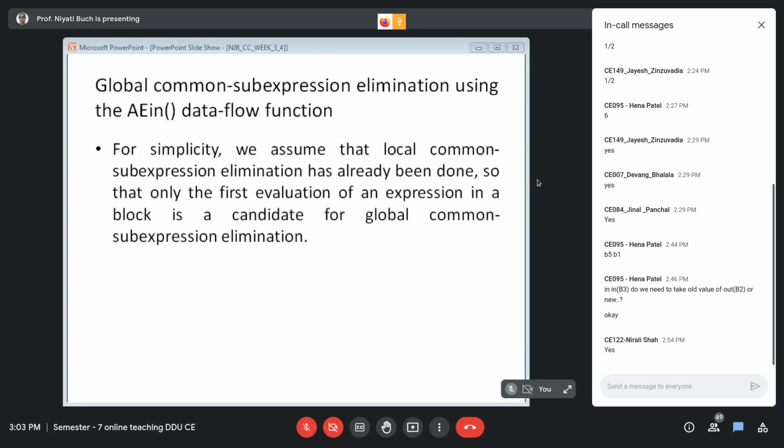I will not be discussing that in the class, but if you are able to do that, it means that you have a good command over this topic. Fine. So let me just continue with our example whose in sets we have calculated. Now let's see the available expression function, what we are going to use and how it looks.